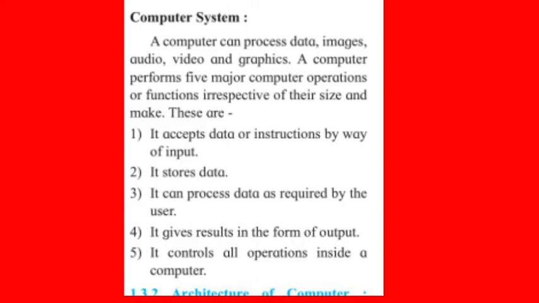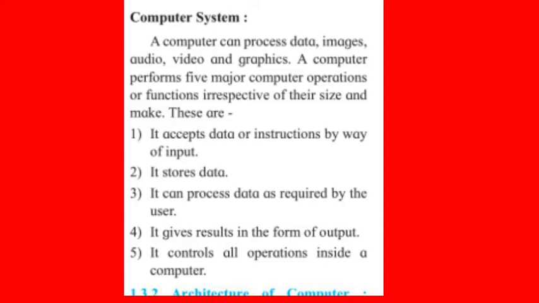A computer performs 5 major operations or functions irrespective of their size and make. Number 1, it accepts data or instructions by way of input. As I told you earlier in the definition of computer, a computer accepts various types of input data, processes it and gives output. Second, it stores the data. So we can store different kinds of images, videos, audios, movies on our storage device, that is hard disk. That thing we are going to discuss in the same video.